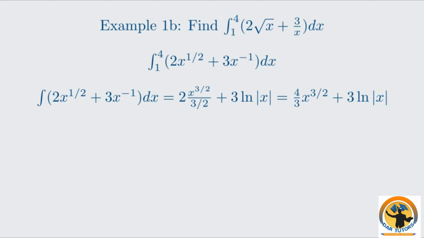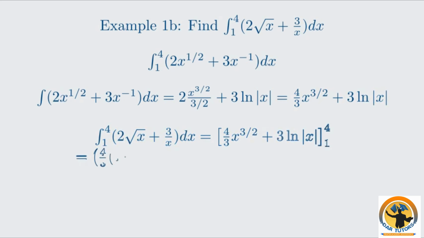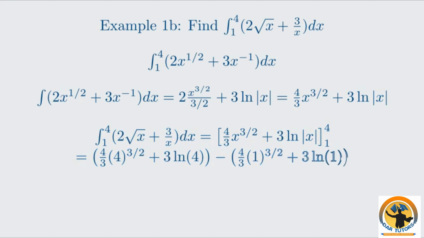Now we evaluate this antiderivative at the limits. We substitute 4, the upper limit, and subtract the result of substituting 1, the lower limit. The absolute value signs are not necessary here since our limits are positive. Let's simplify. Remember that 4 to the 3/2 is the square root of 4 cubed, which is 2 cubed, or 8. And the natural log of 1 is 0.